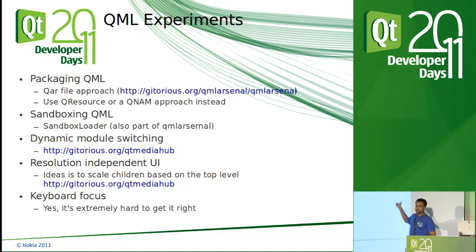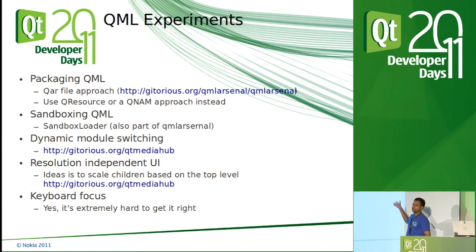So currently in Qt Media Hub, we actually implemented using the QAR approach, but we are moving to a QNAM-based approach. QNAM is Qt Network Access Manager. What we do is that we register a custom network access manager with the engine. All skins have a special scheme associated with them, which is the QAR scheme. So when QNAM sees that there is a request for a file with this QAR scheme, it would create a custom Qt network reply object and provide it. So that's the approach we are taking to handling packaging of QML.